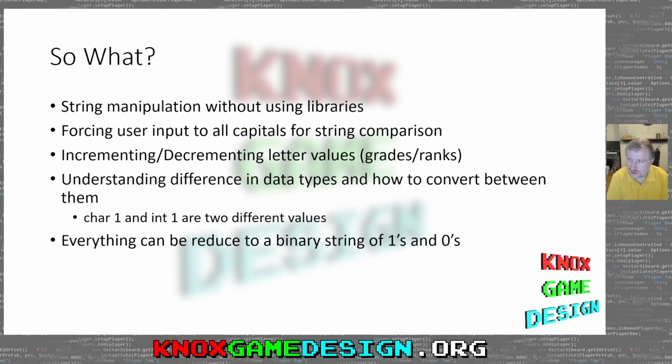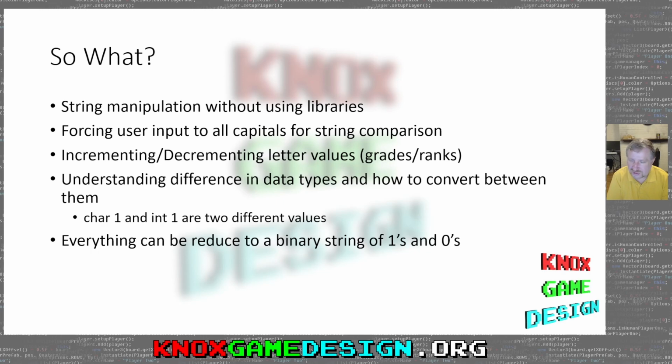It's helpful if you need to add or subtract to a letter for, say, grades or rank. You want to increase a grade, like from A to B, but you gotta be aware. Usually in games, A is the best, and like D or F is the worst. So to increase your grade, you're actually subtracting 1 from the character value. As I said earlier, it's just good to know the difference between the data types. Character 1 and an integer 1 are two completely different things.